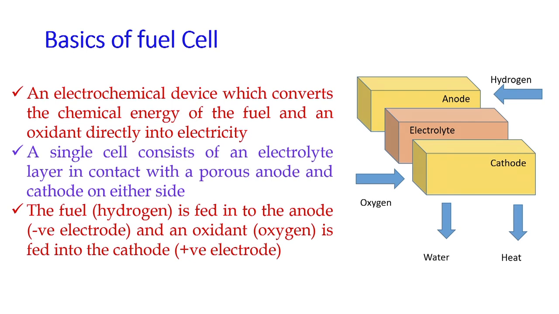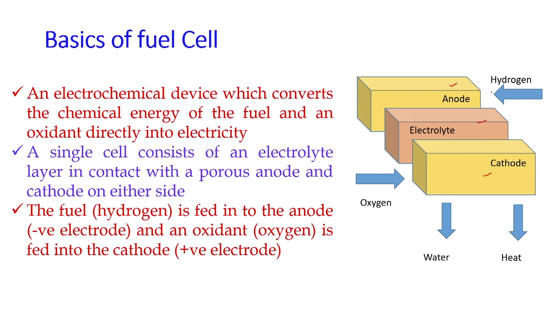So let us now learn what the basic components of a fuel cell are. A fuel cell is an electrochemical device that converts the chemical energy of the fuel and an oxidant directly into electricity. You can see in this figure that it has three primary components. We have the electrolyte, and one side is the anode and the other side is the cathode.